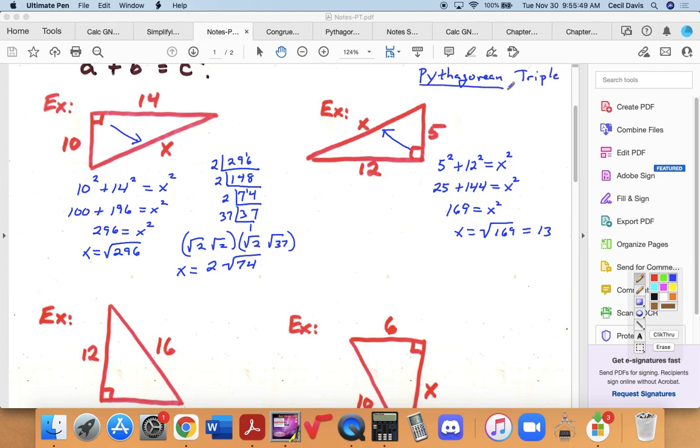Pythagorean triples are a set of 3 numbers that work in the Pythagorean theorem. So 5, 12, 13 is one of them. And from here on, if you have a triangle where you know the legs are 5 and 12, you don't have to show me any work. If you have this memorized, you can just write down 13 and move on to the next problem.